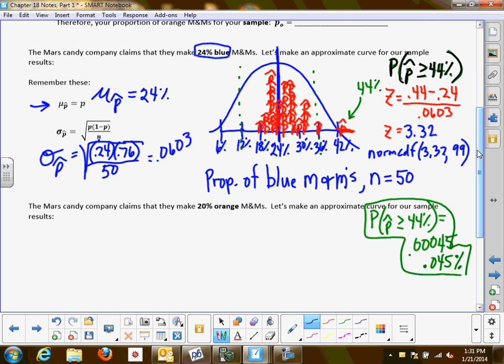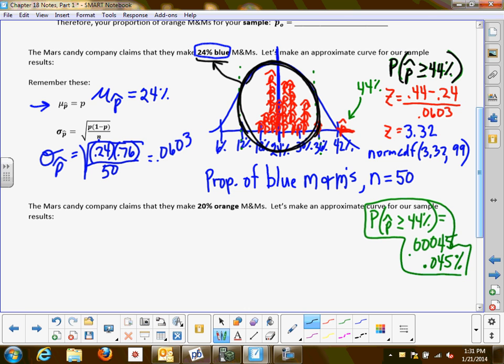Here it is. All of these people right here, you got something within 2 standard deviations of what was expected. All of these people right here do not have evidence that the M&M company's claim is wrong. So as far as we can say, the proportion of blue M&Ms may be 24%.